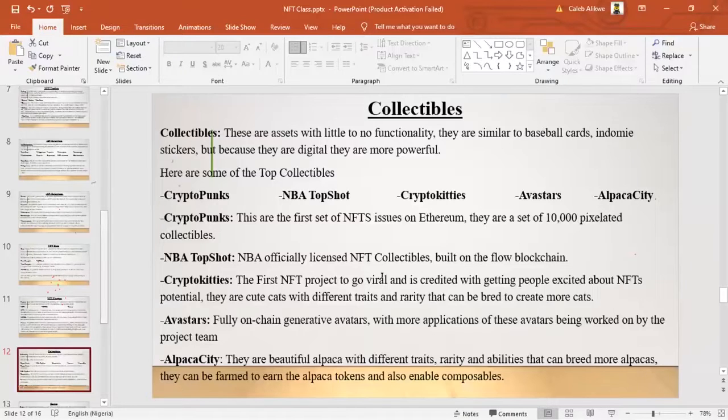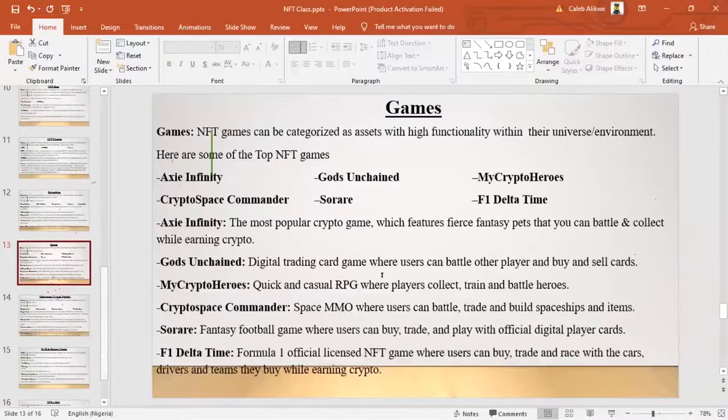Then games. NFT games can be categorized as assets with high functionality within their universe and environment. So for a lot of us who do not necessarily want to create artworks, we could go into NFT games and make good income from it. Popular games available are Axie Infinity, Gods Unchained, My Crypto Heroes, Crypto Space Commander, So Rare, F1 Delta Time.